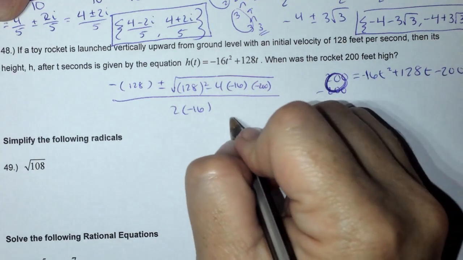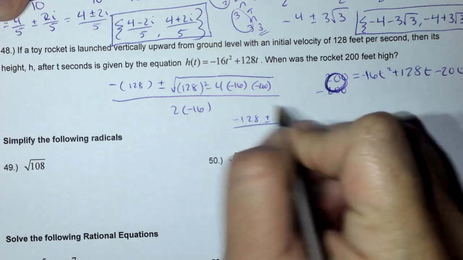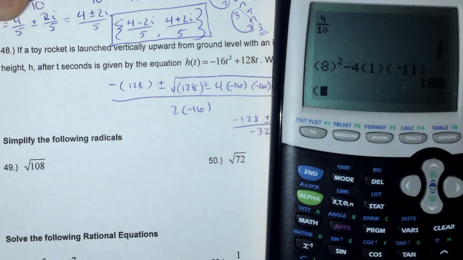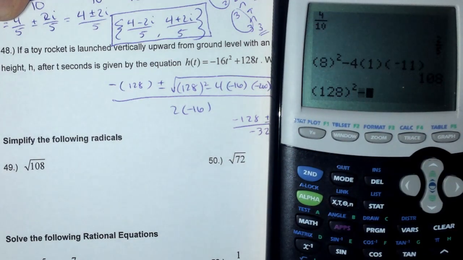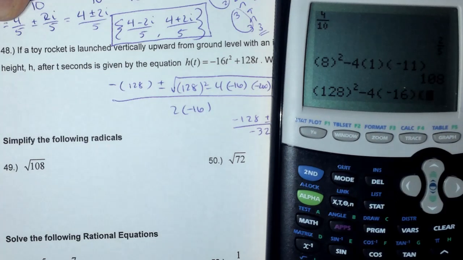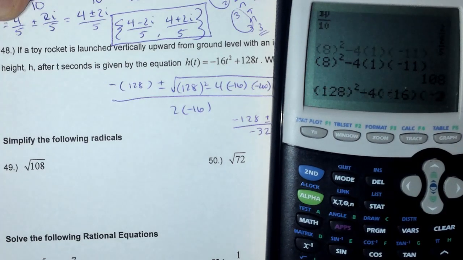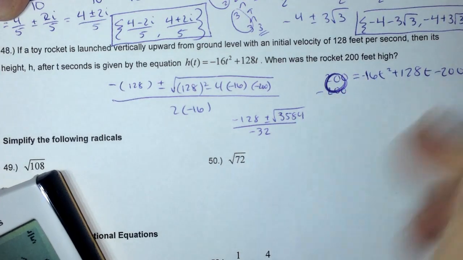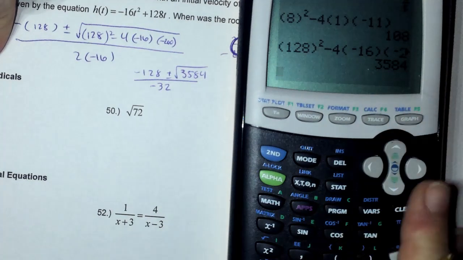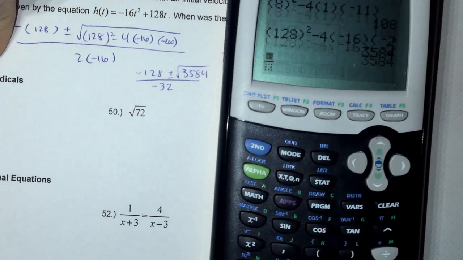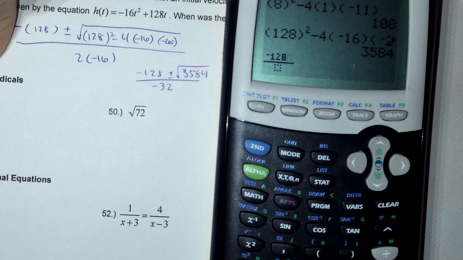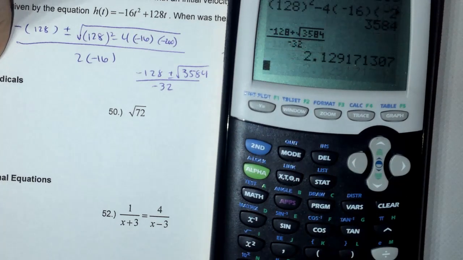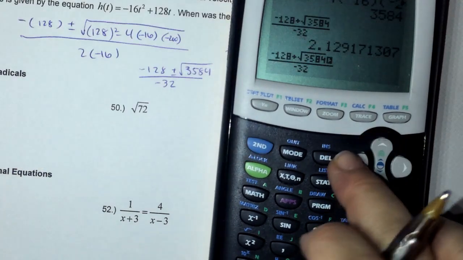So that gives me negative 128 plus or minus, 2 times negative 16 is negative 32, the square root of something, 3584. And now because it's a word problem, I don't need to simplify that. I'm going to type it in my calculator, once with a plus, once with a minus. So I get negative 128 plus the square root of 3584 over negative 32, a second enter, and I can change that plus to a minus.